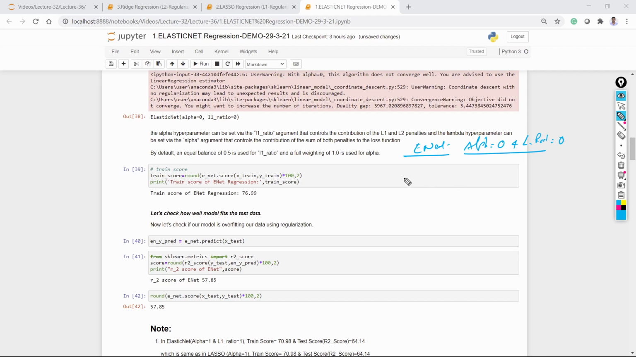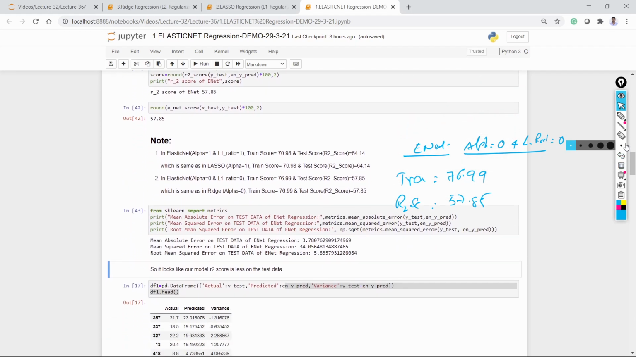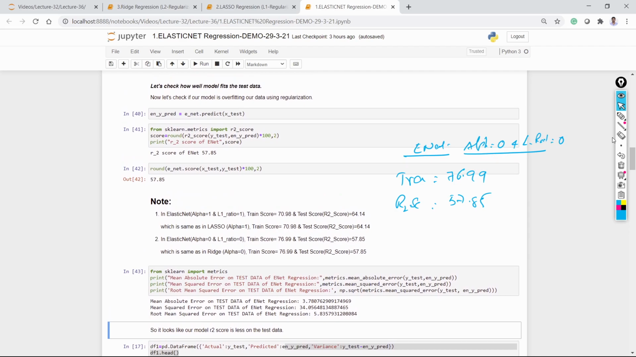In this situation the train score will be 76.99 and the R2 score 57.85, mean absolute error 3.78, mean square error 34.05, and root mean square error will be 5.83.